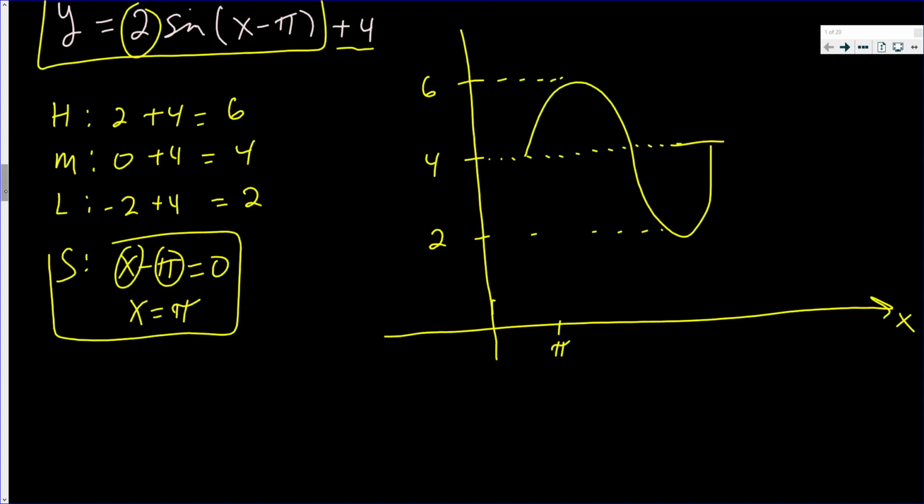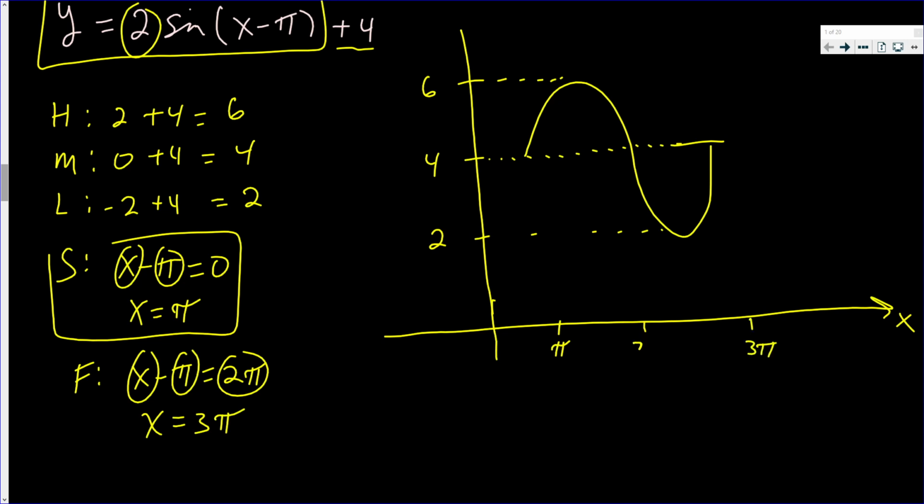And it finishes when the angle is 2 pi. Well, you need 3 pi's, so when you take away pi, you'll have 2 pi's left. So x is 3 pi. 3 pi. And of course, this is 2 pi. So it turns out that this distance here is 1 pi.